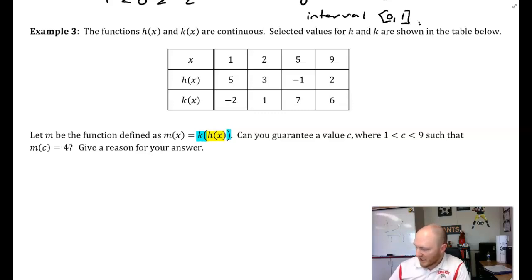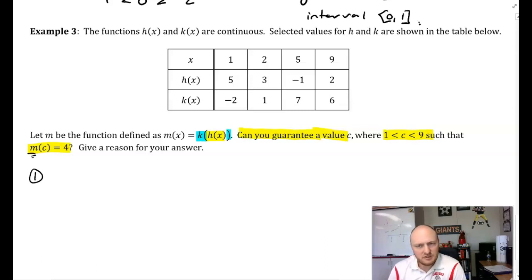Okay, so this is IVT, again, based upon the wording here. Can you guarantee a value c? And then usually the interval gives it away, and then this m of c equals 4. So really, for quick identification, I need to go ahead and identify continuity. Number 1, is m, right, that's the function I need to use, is m continuous?